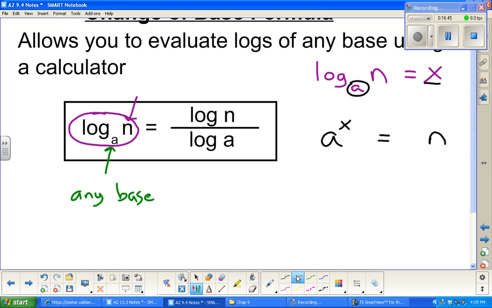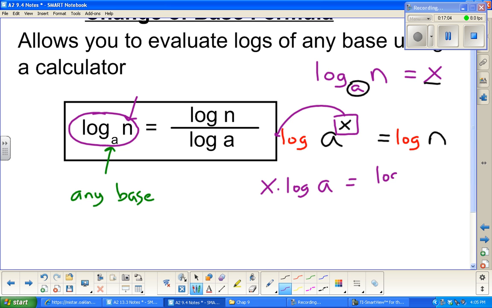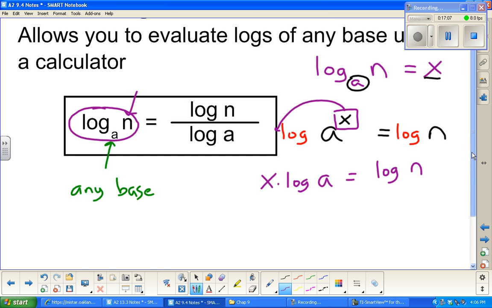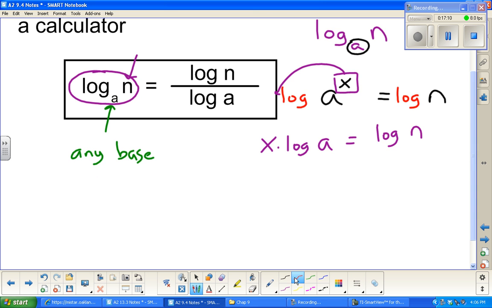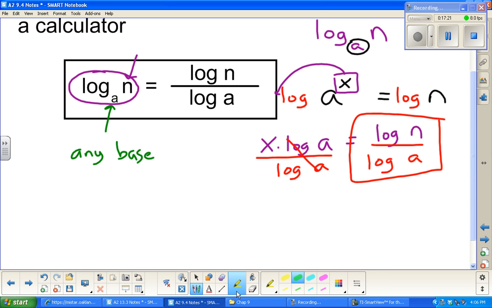Then if we take the log of both sides, log base 10 or any base would work as long as they're both the same, the properties show that we're allowed to bring this little exponent out front: x times the log of a equals the log of n. Notice what happens when we solve that for x. We solve for x by dividing by the log of a. That is exactly what they're showing you in the formula: log of n over log of a.